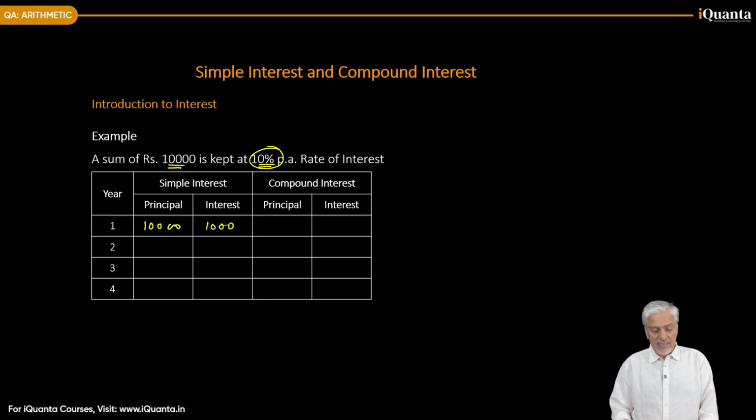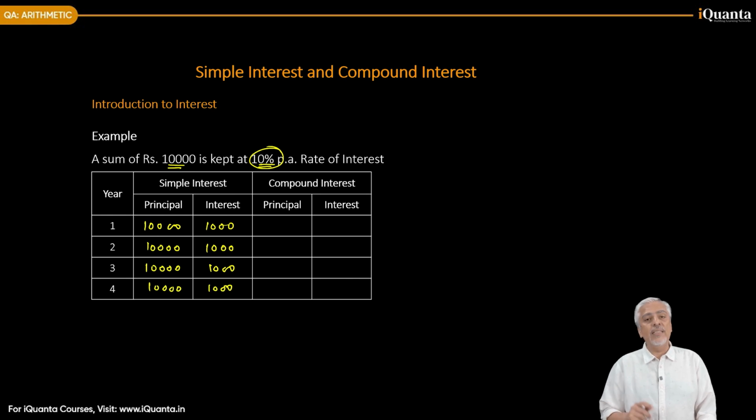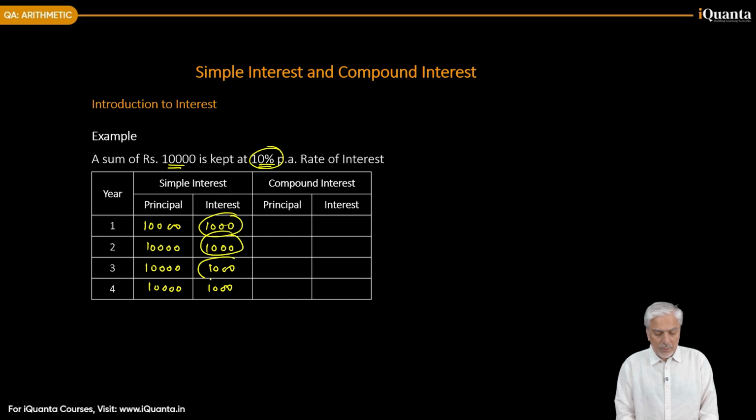But in the second year, your principal still remains 10,000 and you will still earn 1,000. Third year, it will still remain 10,000. Again, you will earn 1,000. Fourth year, it will still remain 10,000 and you will still earn 1,000. That means every year, your interest earned is the same. Very important. In simple interest, every year the interest earned remains the same.